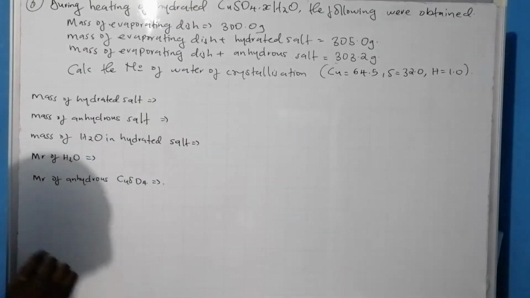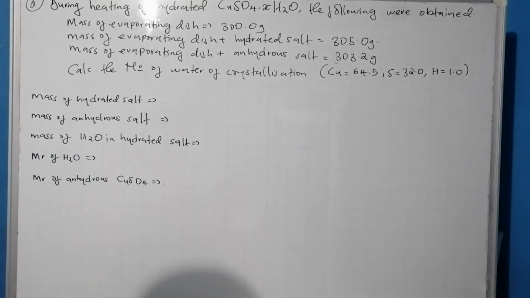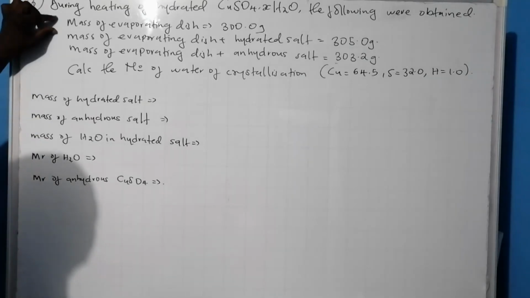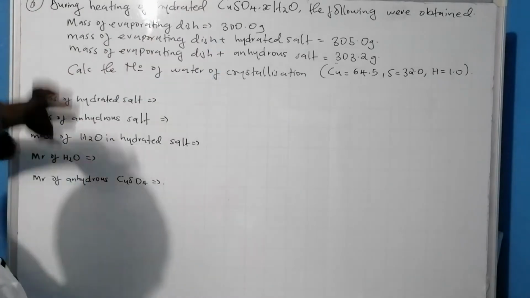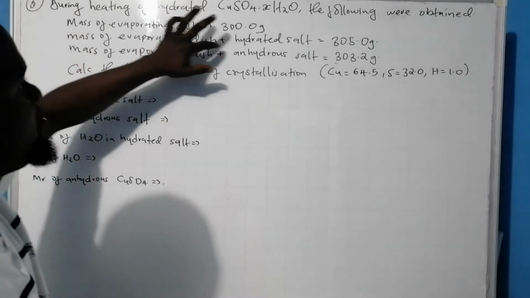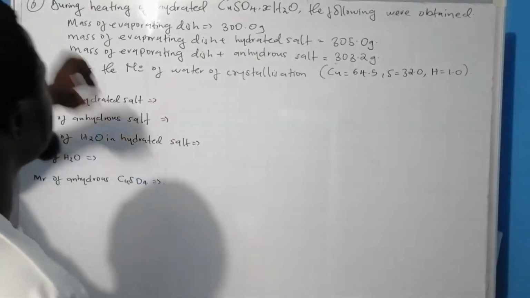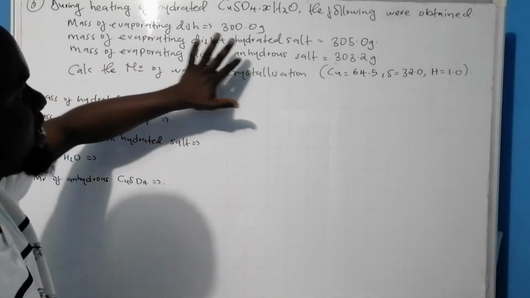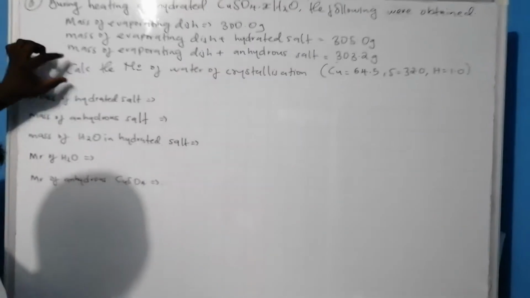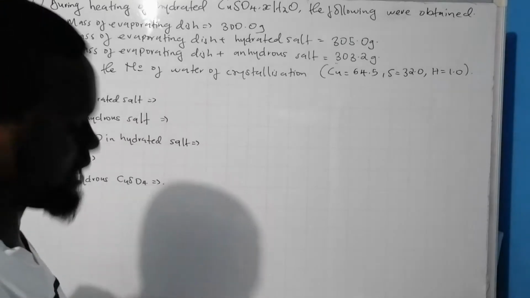During heating of hydrated copper 2 sulfate, the following were obtained. The mass of evaporating dish is equal to this one. Mass of evaporating dish plus hydrated salt is that. Mass of evaporating dish plus anhydrous salt is that. Calculate the number of water of crystallization.